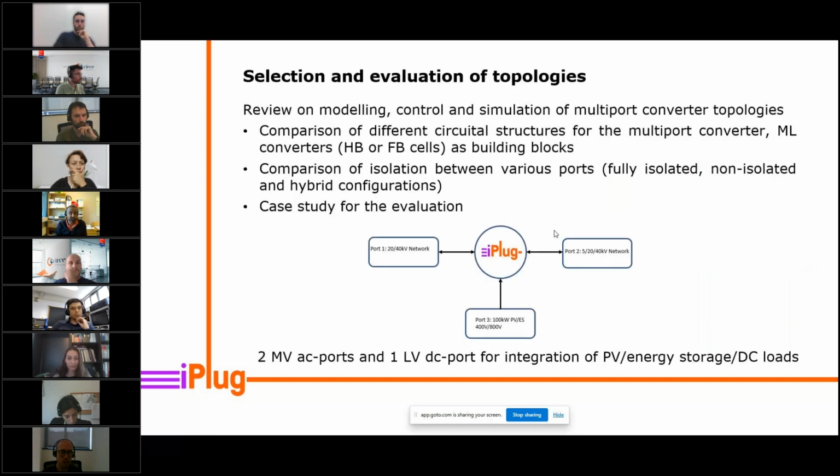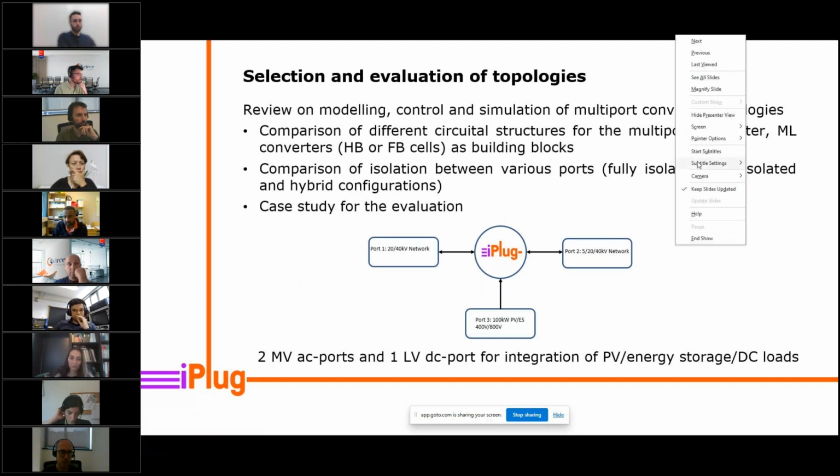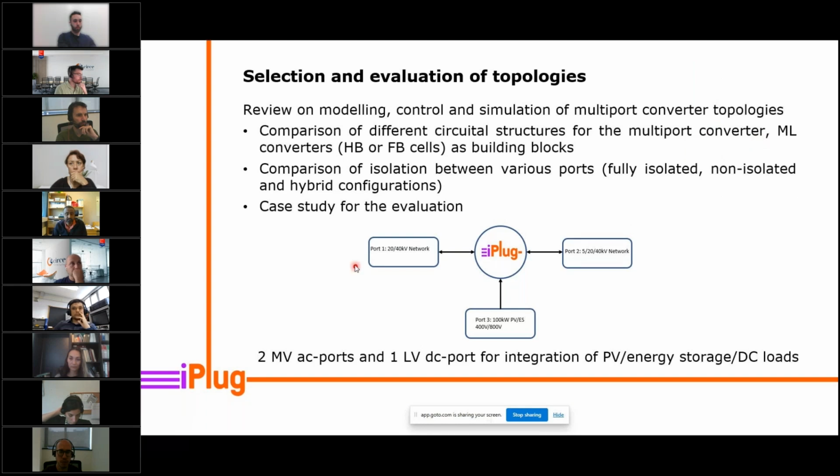So where do we start for this? The first thing to compare and look for solutions is to choose a case where we can apply this iPLUG, and we have a scenario where we want to interface two medium voltage AC grids like this. So we have the option that the voltage levels could be different, and we are also taking a case where we have to integrate PVs or energy storage at a level of 400 volt and 800 volts, which means we have medium voltage on the AC ports 1 and 2 and low voltage DC, and this has to be integrated together, and we have a number of solutions.